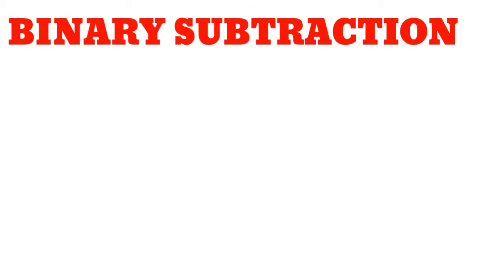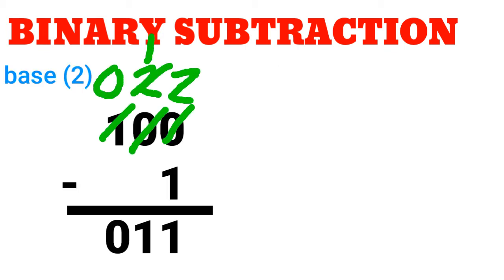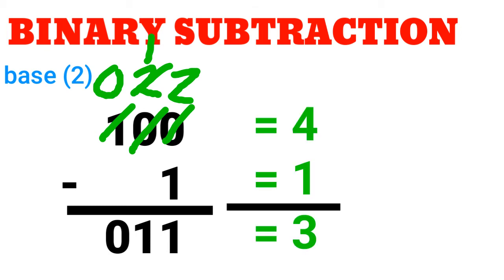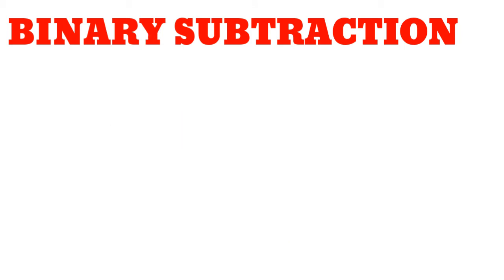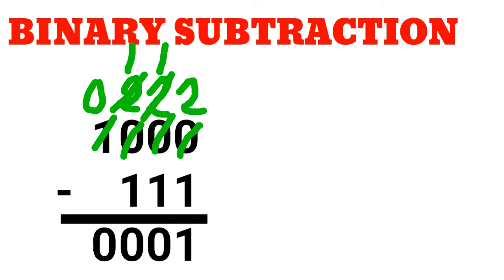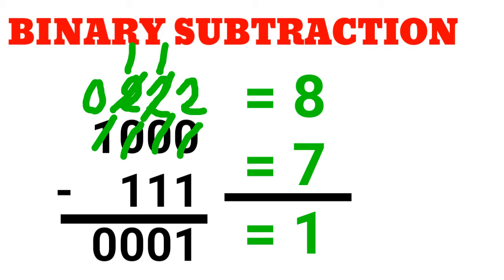For example, 100 minus 1. By applying the rules of subtracting binary, the answer would be 011. If we change that to decimal, it would be 4 minus 1 is equal to 3. Another example, 1000 minus 111. The answer would be 0001. If we change that to decimal, it would be 8 minus 7 is equal to 1.